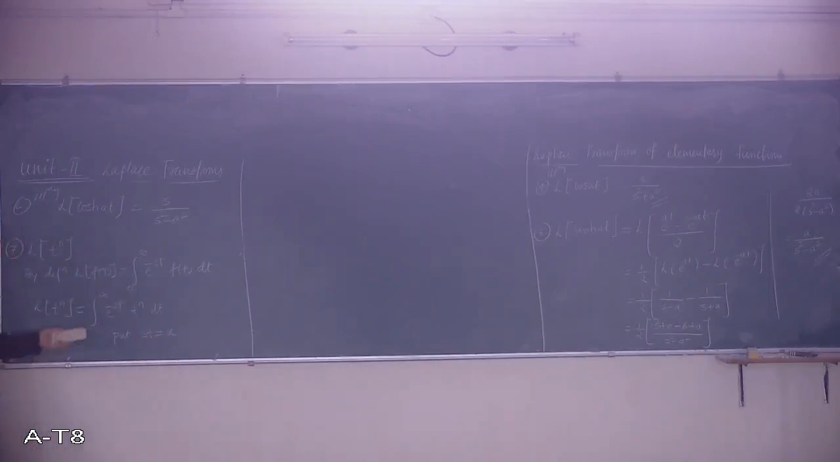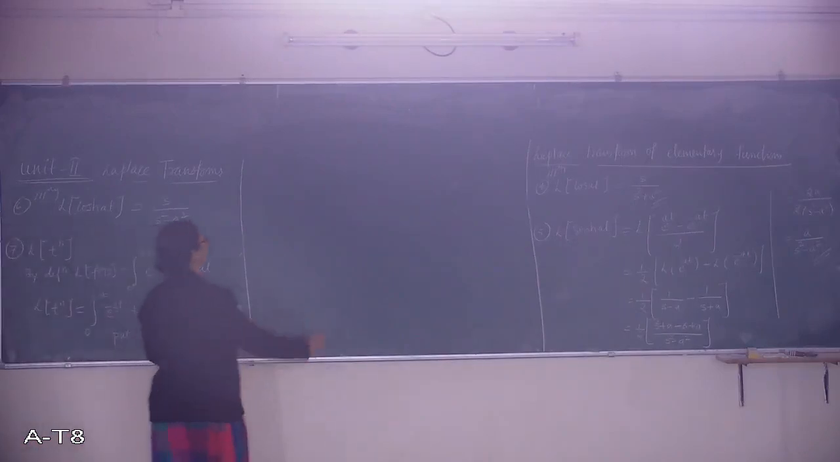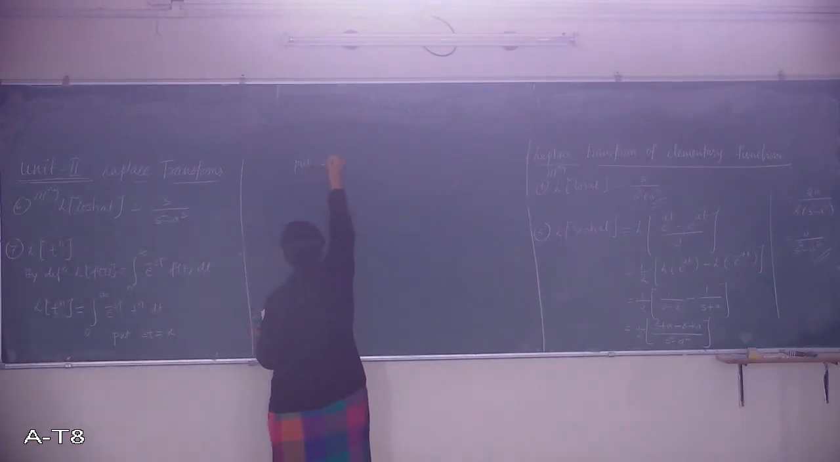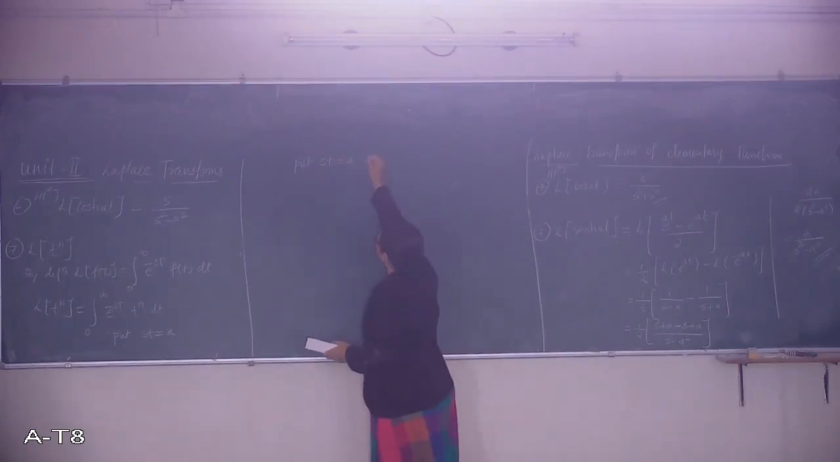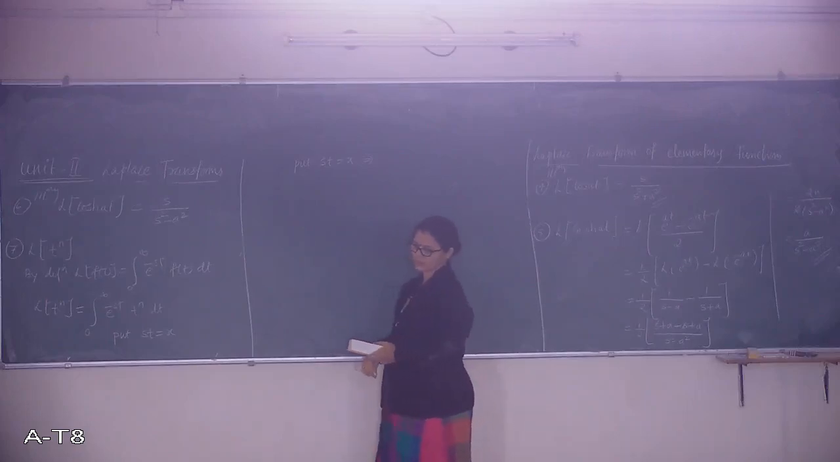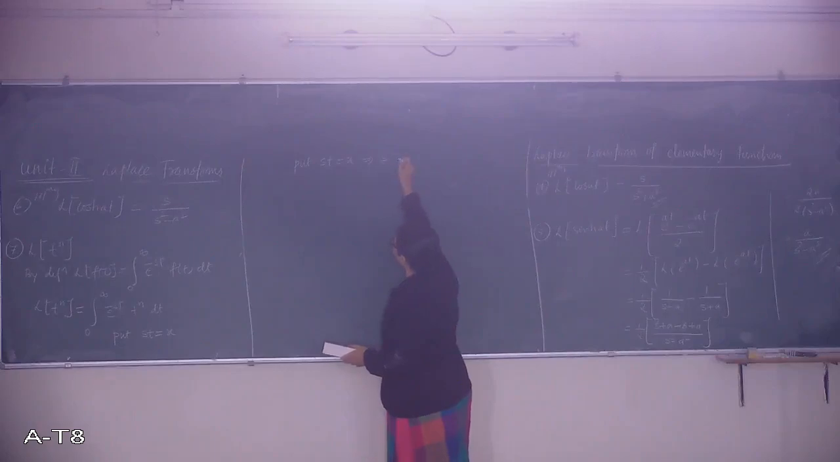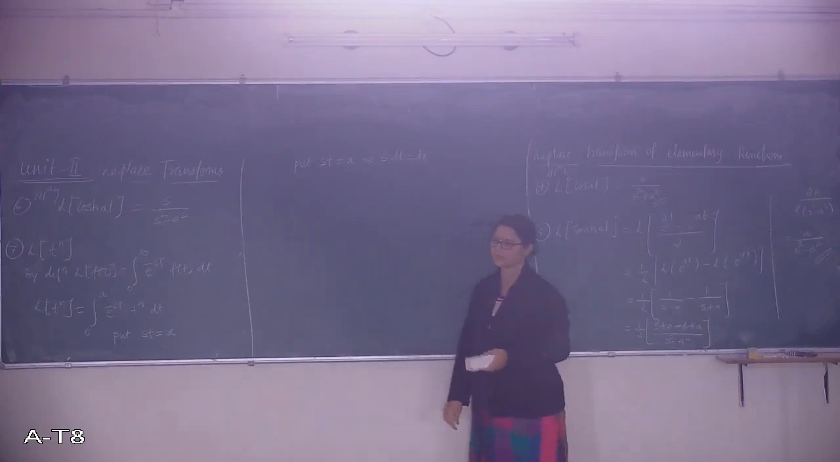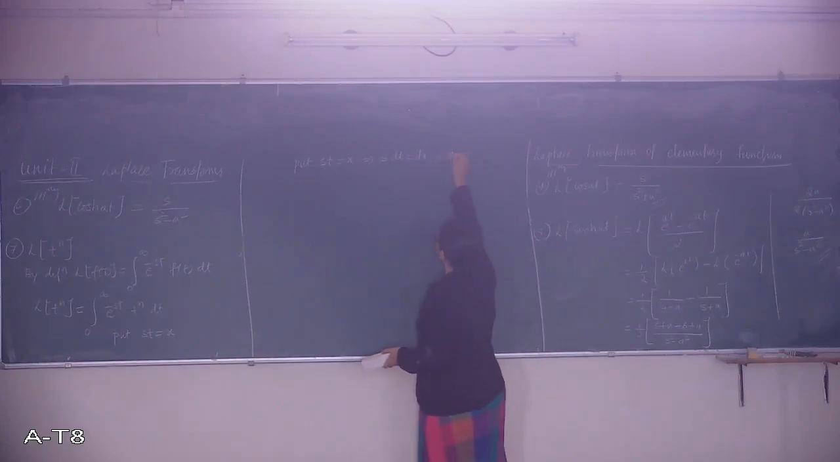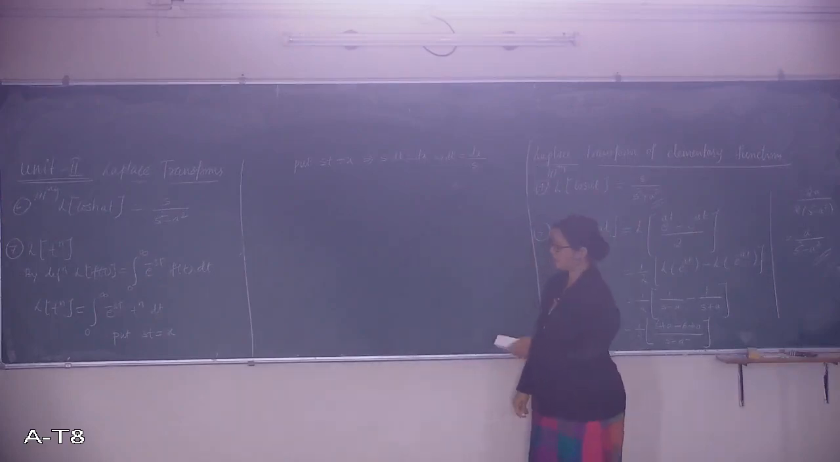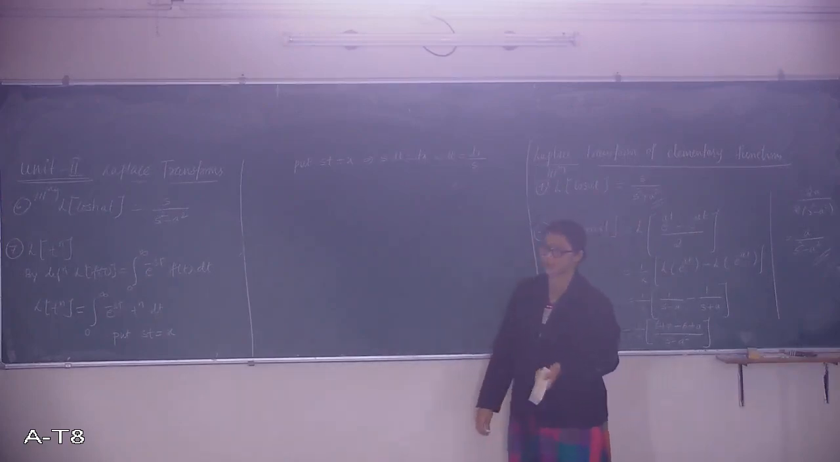Okay. So we put st equals to x. Differentiating this, s is constant, so s into dt equals dx, which implies dt equals dx by s. Whenever we substitute, we have to change the limits also, right?